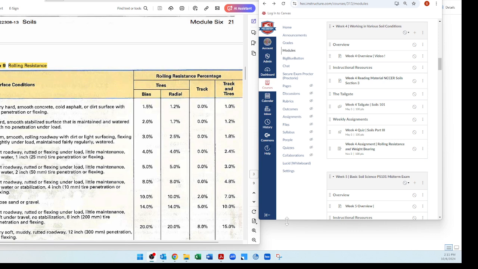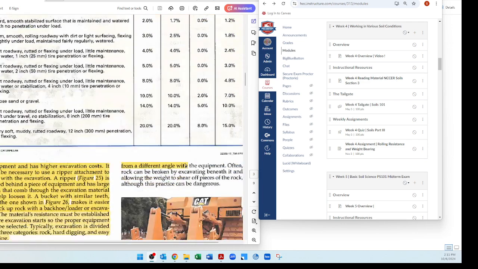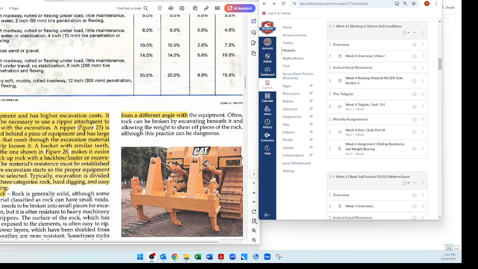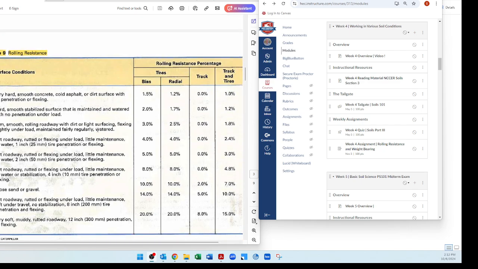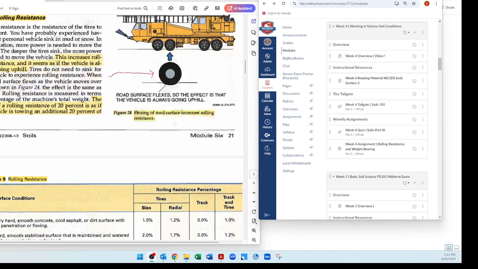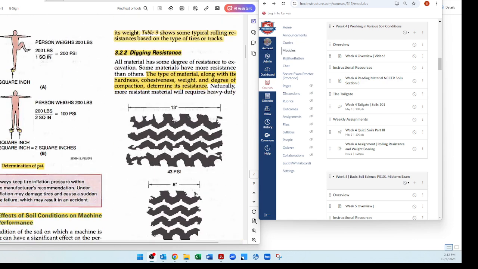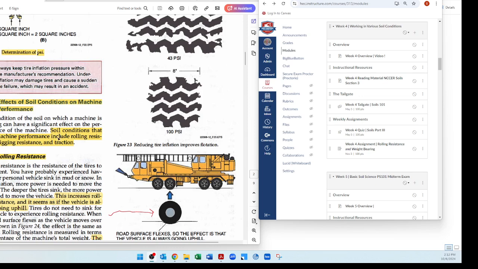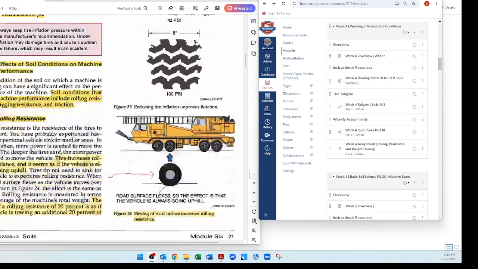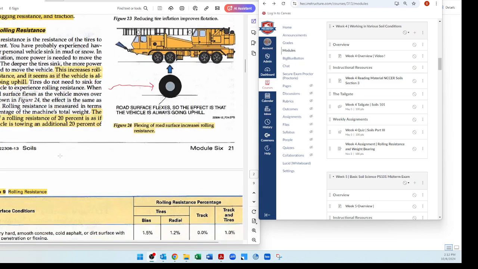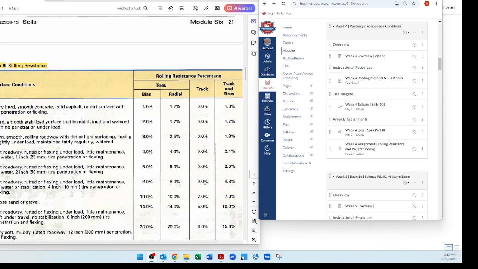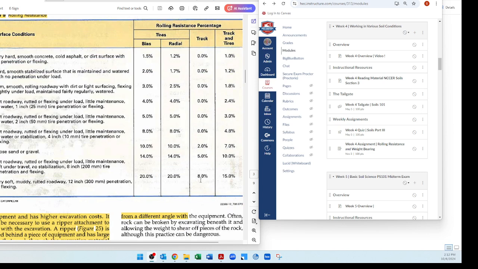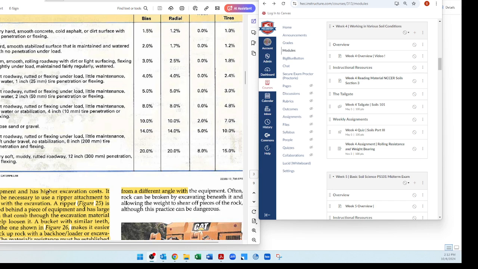Now we have a sort of understanding of this rolling resistance deal. Let's go on down here. So let me find where I was. Digging resistance, we talked about that. We talked about soil conditions that affect the machine: rolling resistance, digging resistance, traction. We talked about rolling resistance. We went through a calculation to determine what we would use as total weight.